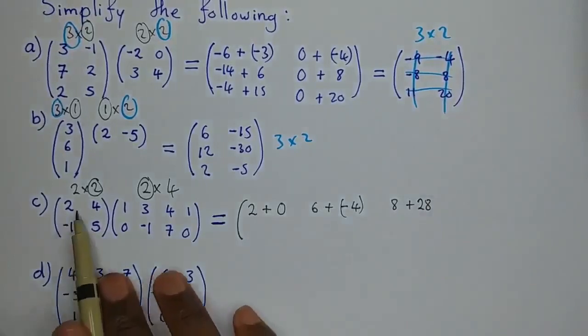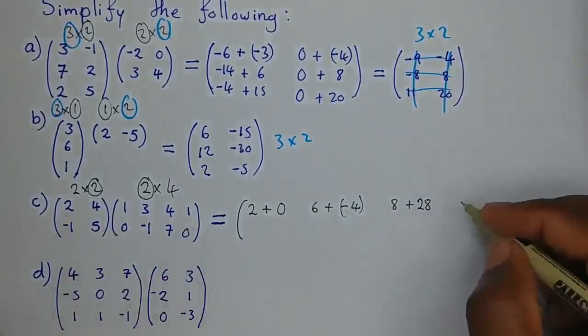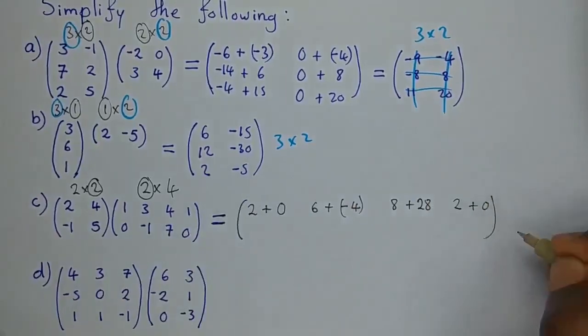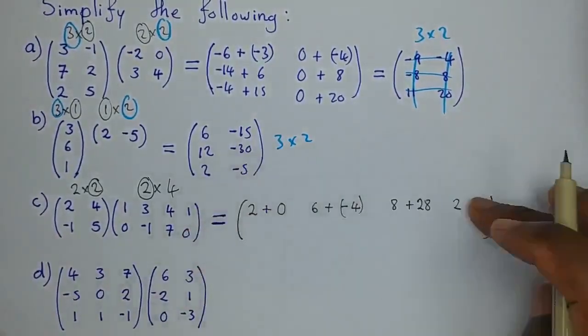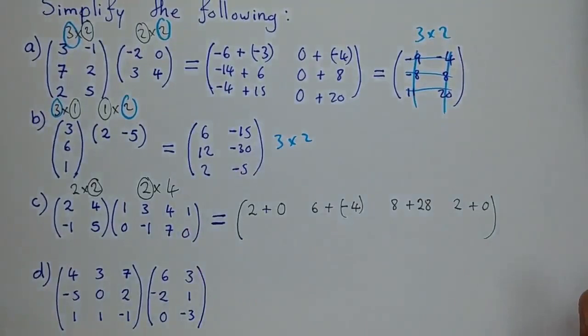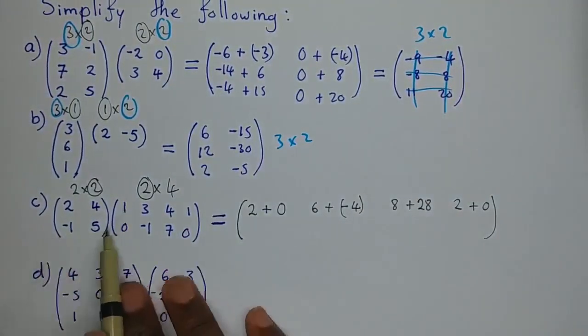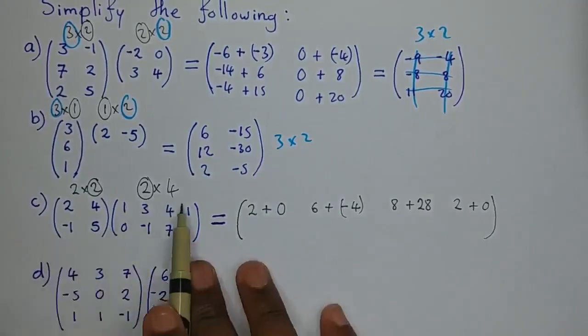Again, same thing, row by column. 2 times 1, that is 2. 4 times 0, that is a 0, like that. So we are done with the first row. Now let's go to the next row. So we're using this row now. Row times column, row times column, row times column, row times column, just like that.